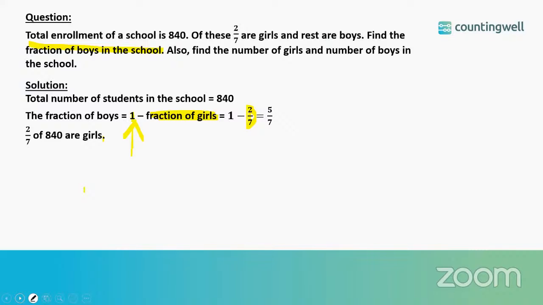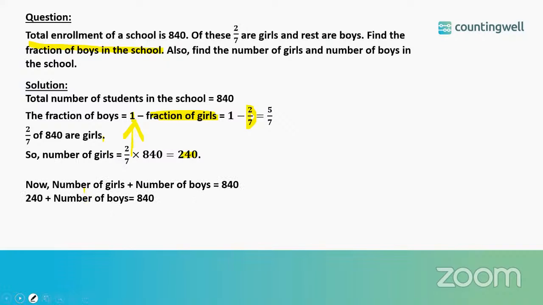Now that we have to find the number of girls and number of boys, we know 2 by 7 of 840, that is total number of students, are girls. So we just have to multiply 2 by 7 and 840. So the number of girls will be equal to 240. Now, how will you find the number of boys? We know the total number of students is 840. So we just have to subtract 240 from 840 to get the number of boys, which is 600. I hope, Vartika, your doubt is cleared.